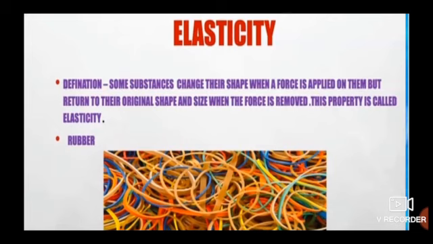Some substances change their shape when force is applied on them, but return to their original shape and size when the force is removed. This property is called elasticity. Means some substances change their shape when force is applied on them, but return to the original shape and size when the force is removed. This property is called elasticity. Example: rubber.